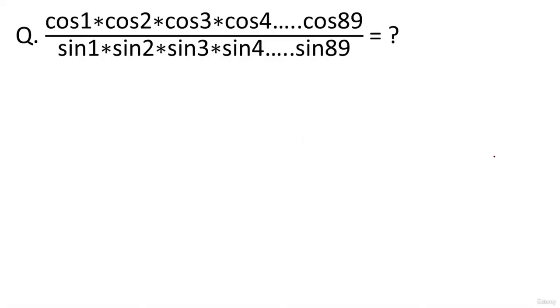Cos 1 into cos 2 into cos 3 into cos 4 up to cos 89, divided by sine 1 into sine 2 into sine 3 into sine 4 up to sine 89. Okay, please try it out.